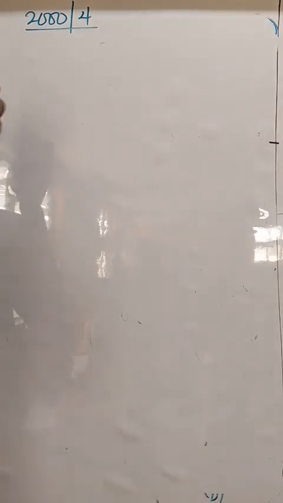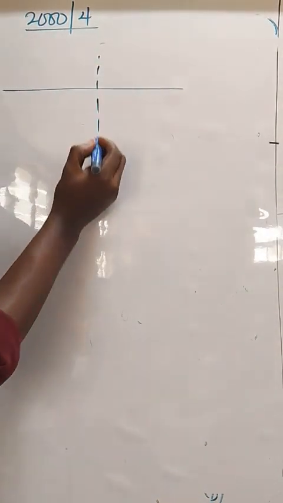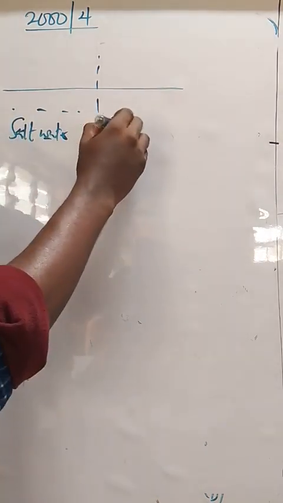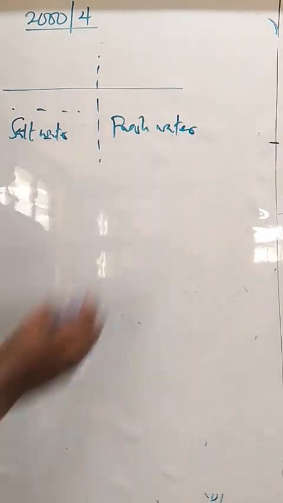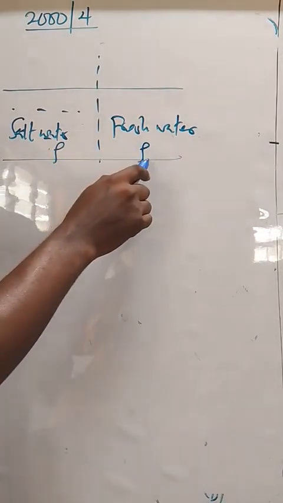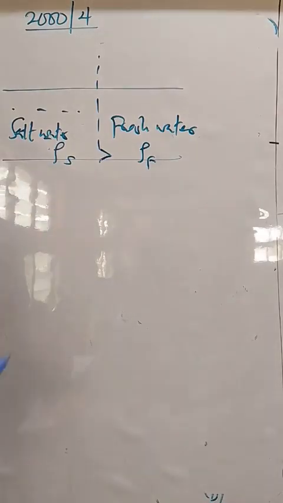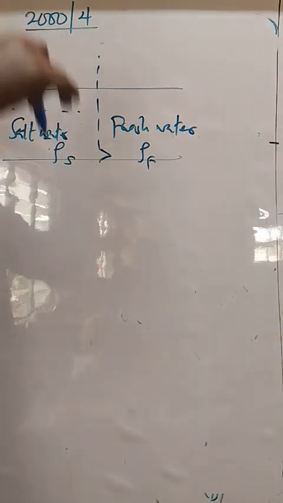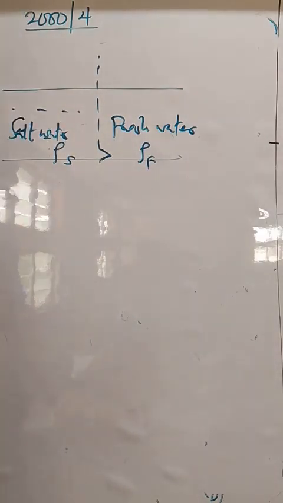Finally, we moved to a new century. Within 1990, now we are in 2000. Question 4. When a ship sails from salt water into fresh water. So let's say this is salt water, and this is fresh water. Before we even continue, note that salt water will have higher density than fresh water. Because the salt inside the water is like an impurity. And when an impurity is added to a body, the density increases.